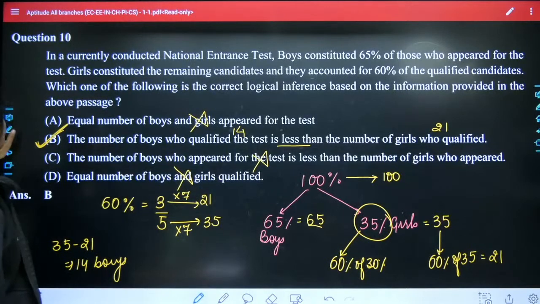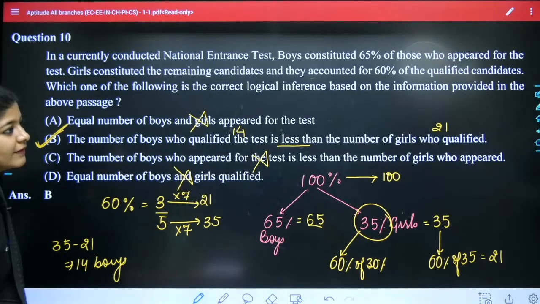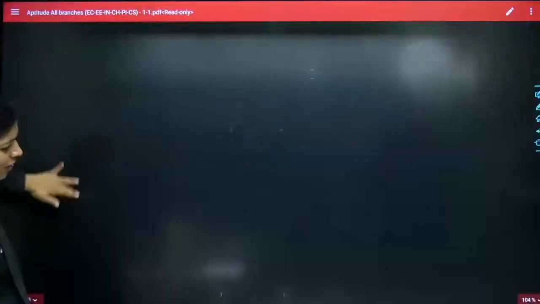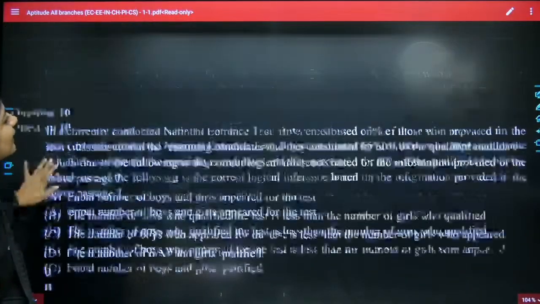So I guess this is the very last question which we have. We discussed all the questions from the aptitude part. Yes, this is the very last question.